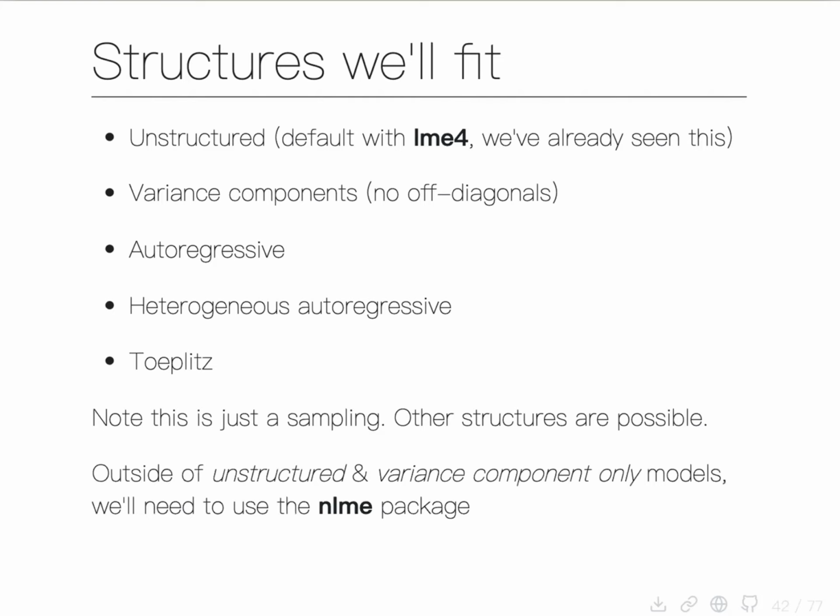But outside of the unstructured and the variance components only model, you are going to have to use nlme. You should all have that because it's one of the recommended packages, so when you install R, it's usually installed for you already. But if not, just run install.packages nlme, and you should be good. Also, in a couple weeks, we'll talk about Bayesian estimation, so estimating multi-level models using Bayes instead of maximum likelihood. Using the brms package, which is what we'll use, you can fit some of these as well.